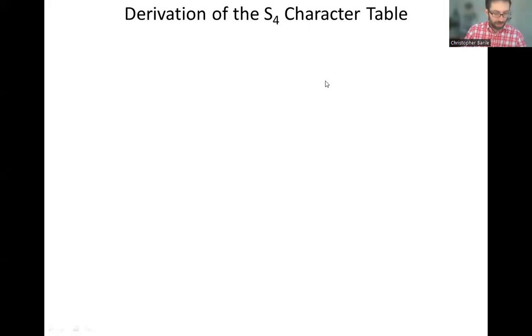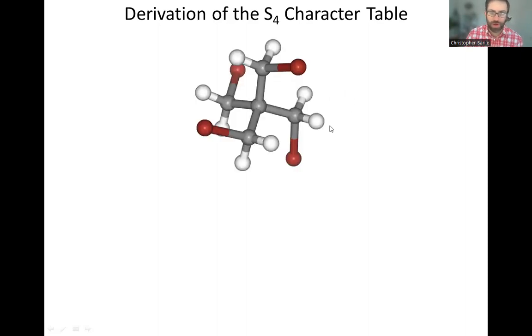All right, so in this video, we're going to derive the S4 character table. This isn't a very common point group, although there are several molecules that fall into this class. Definitely hard to come up with these, a priori, but here is an example of a molecule. This is a tetrabromoneopentane, so it's an organic molecule. There's some inorganic complexes as well that also have this point group.